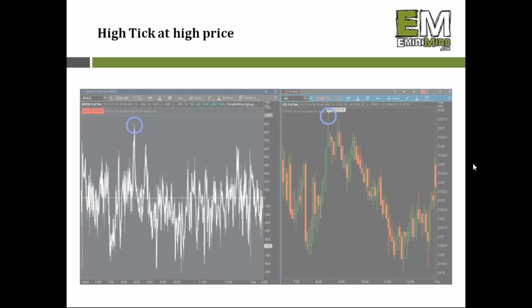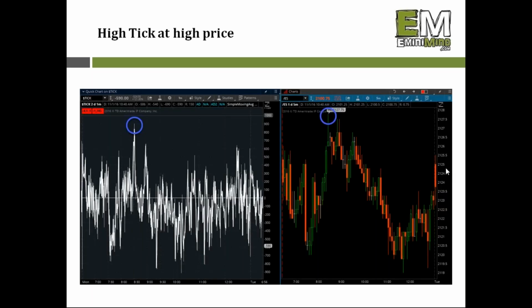So the high tick at high price, this is kind of what my chart is set up with, the two side by side. You've got the NYSE tick on the left, and then the ES chart on the right. It doesn't really matter what time frame you're using. I like to use a smaller time frame for the ES trading, but you could be on a 1 minute, you could even be on a 5 minute.